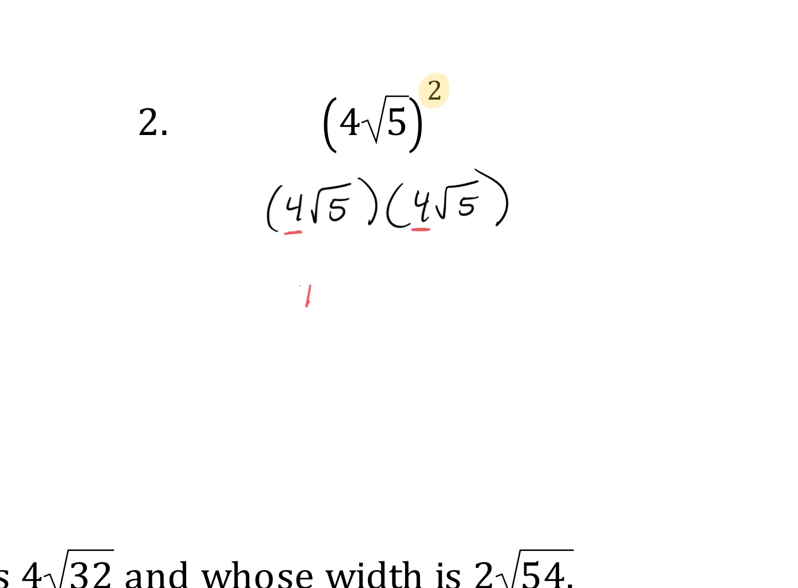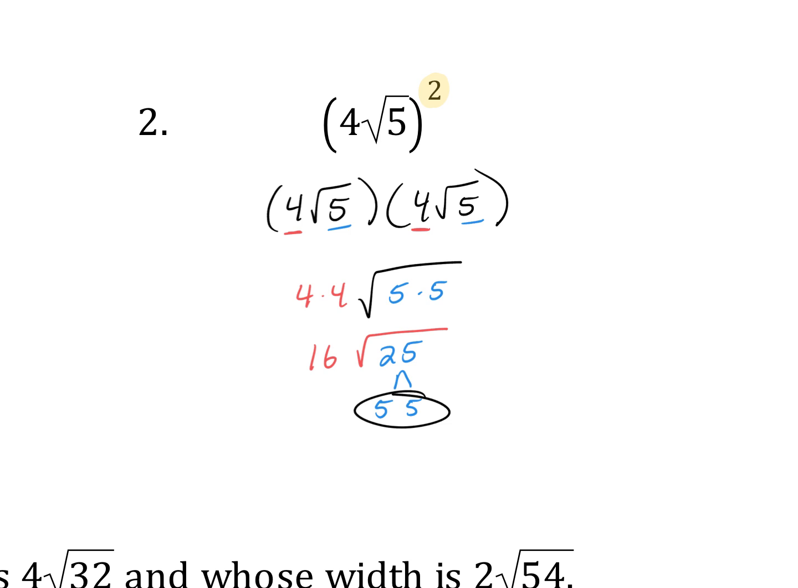4 times 4, and then we're going to multiply our insides, 5 times 5. And if I simplify that, I'm down to 16 root 25. When we're looking at root 25, I hope you noticed it's the same thing as 5 times 5. The square root of 25 is 5. So we have this very nice simple number.